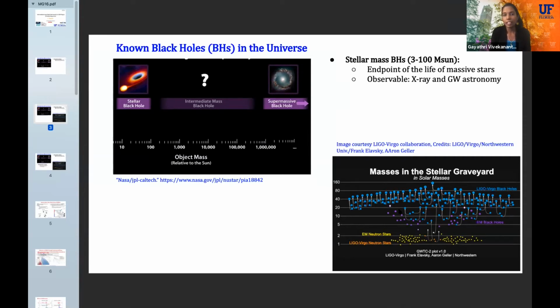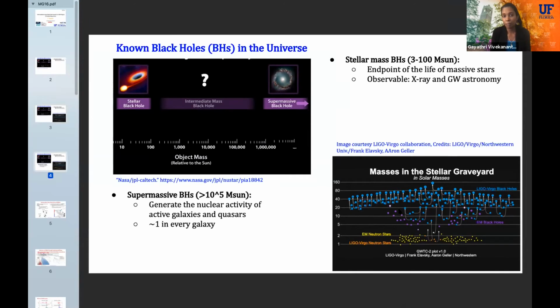The second category is the supermassive black holes, the very heavy, massive black holes. We can approximately find one supermassive black hole per galaxy, and there are a lot of phenomena showing that active galaxies are circling around supermassive black holes. But one quite interesting question is: what are the black holes between these two categories? What is the missing link between the stellar mass black holes and the supermassive black holes?